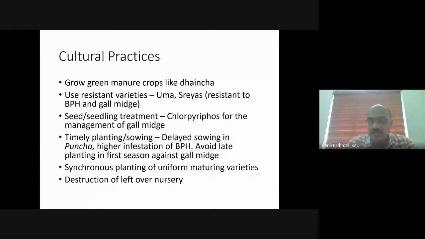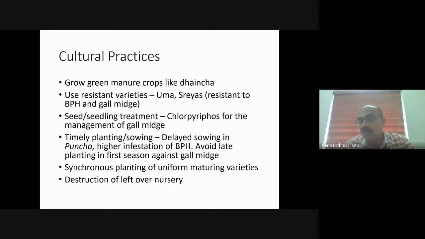One of your friends has asked me a doubt. I had told during the management of gall midge that if you see the symptom, that is the silver shoot symptom, then already the damage has occurred.